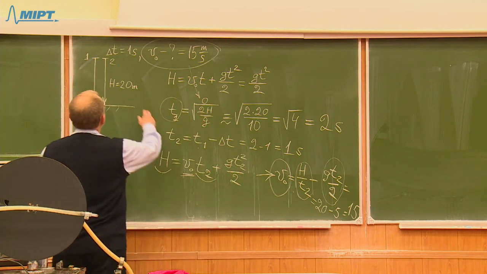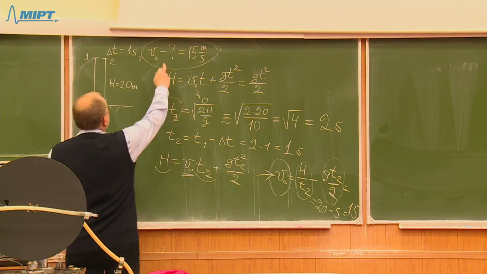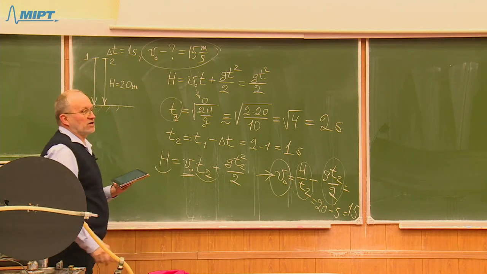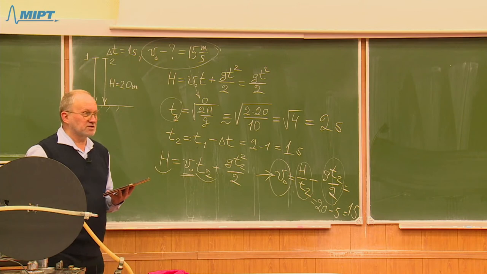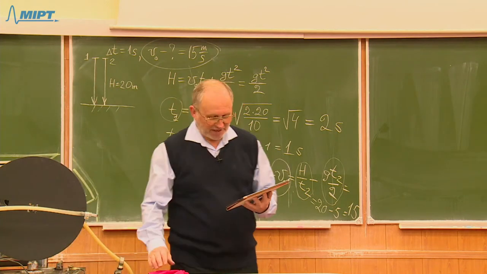So in case delta t equals 2 seconds, the initial velocity of the second stone should be infinite. Is it possible? Well, it's up to you to decide.